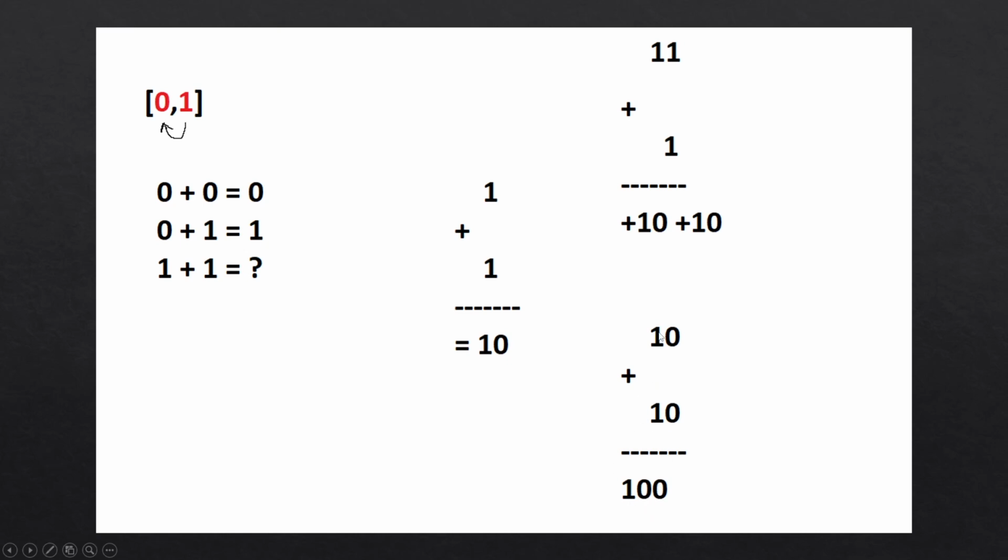Where did we get this? 0 plus 0 is equal to 0. 1 plus 1 is 10: 1 plus 1 is 0, and the round is 1. So 10 plus 10 in binary is 100. And 1 plus 1 in binary equals 10.